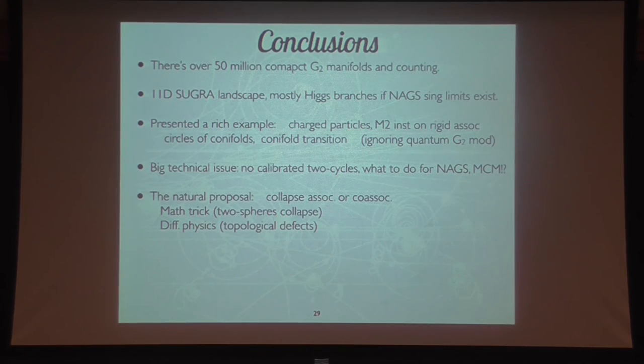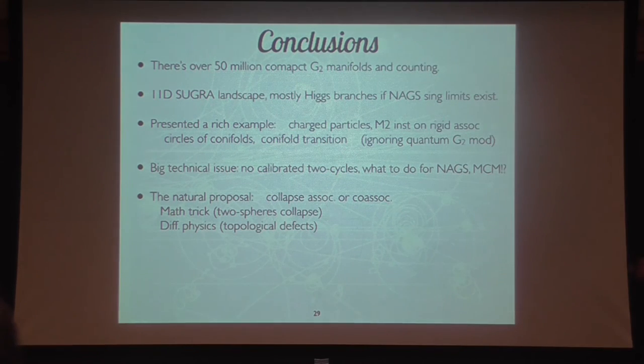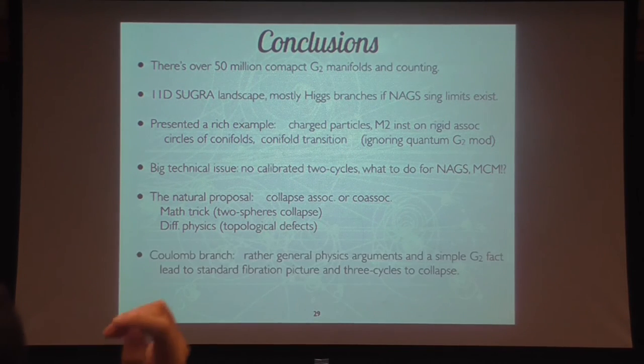So thanks for asking. So the proposal was to collapse, rather than collapsing 2 cycles, which you can't do in moduli because they're not calibrated, collapse the things that you can collapse, which are associatives and co-associatives. There's a math trick and there was different physics associated with that, sort of 2 perspectives on it. And in this Coulomb branch story, we took rather general physics arguments and a fact about G2, this Joyce lemma, and what it led to was a standard fibration picture using very minimal arguments. And also 3 cycles to collapse, these vertical 3 cycles.